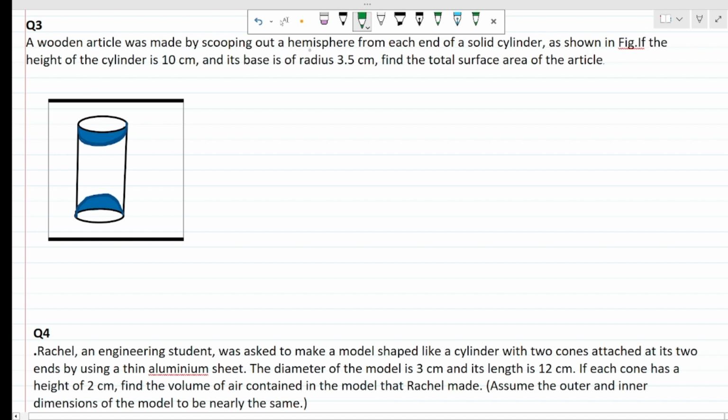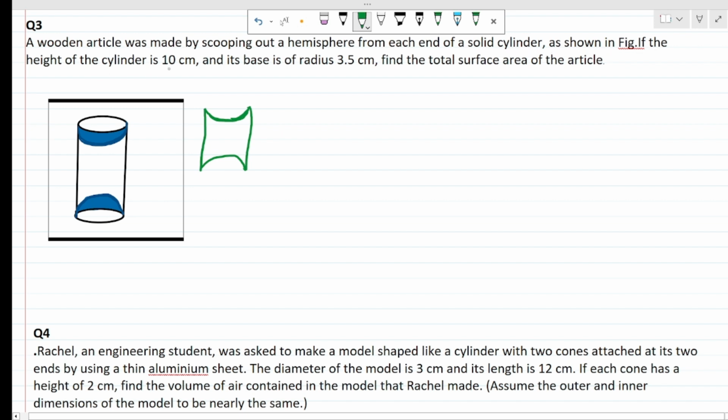Okay, moving on to the next question, which says there is a wooden article which is made by scooping out a hemisphere. That means only this curved surface part is needed, and it is scooped out, that means removed. So what area is used over here? It is used as the curved surface area of the hemisphere from both these sides. So the curved surface area of the cylinder plus the curved surface area of two hemispheres. It is removed from the solid cylinder as shown in the figure.